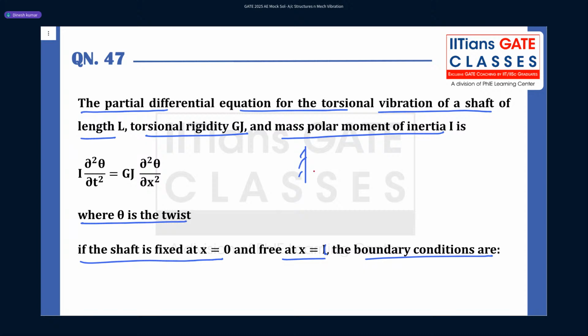vibration of a shaft, we know what the boundary conditions are at the fixed end. At the fixed end, guys, the angle of twist theta is 0, but dou theta by dou x is non-zero. So here the fixing is at x equal to 0. So you will see at x equal to 0 theta is 0, but at the free end the rate of change of slope will be non-zero. So this is at x equal to L.